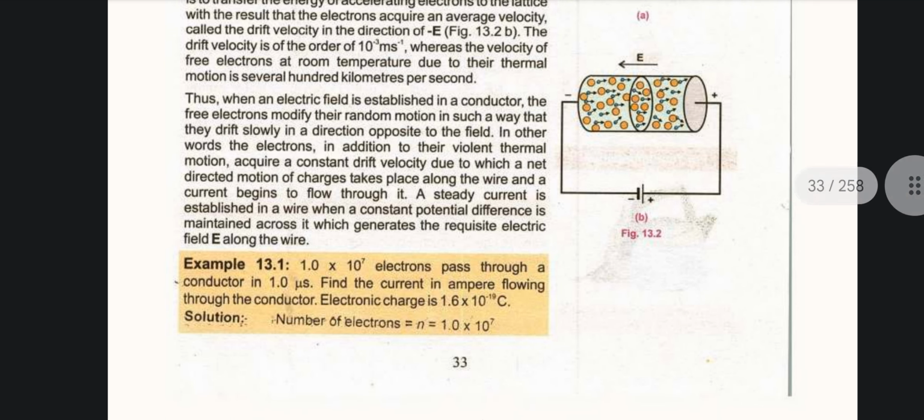In other words, electrons, in addition to their violent thermal motion, acquire a constant drift velocity, due to which a net directed motion of charges takes place along the wire and a current begins to flow through it. A steady current is established in a wire when a constant potential difference is maintained across it, which generates the requisite electric field E along the wire.